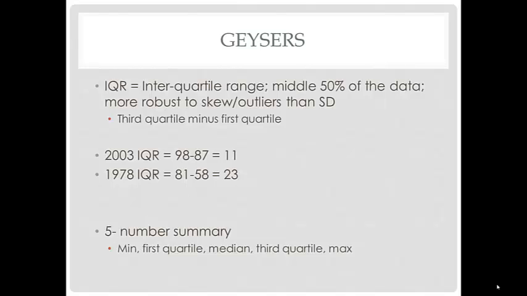This gets us to the last idea in this video, and that's the idea of the 5-number summary. The 5-number summary is a set of 5 numbers that some people use to summarize a quantitative variable. They tell you the minimum value, that's the smallest value in the data set, the first quartile, the median, the third quartile, and then the maximum, the biggest data value in the set.